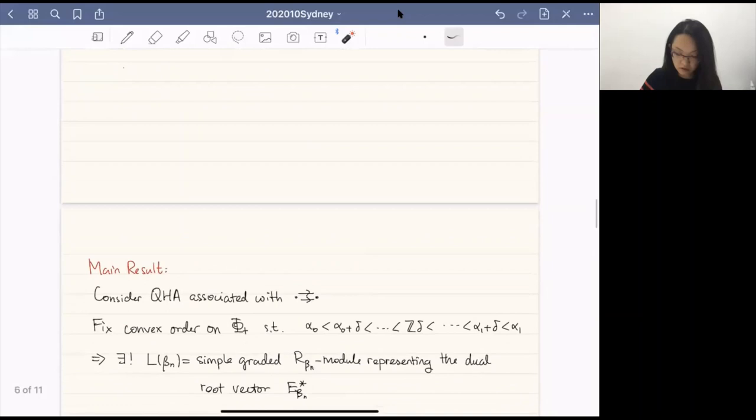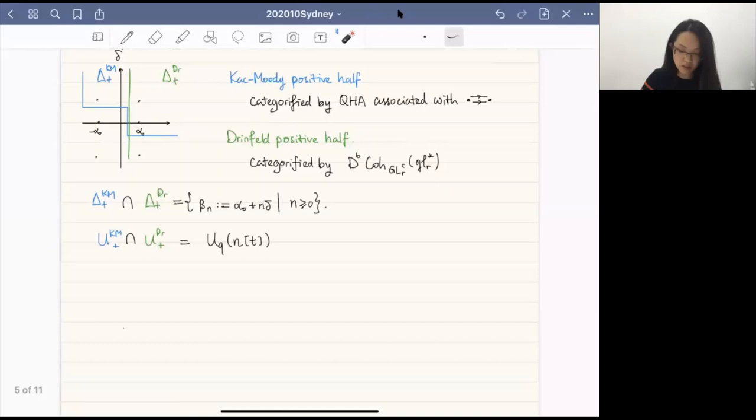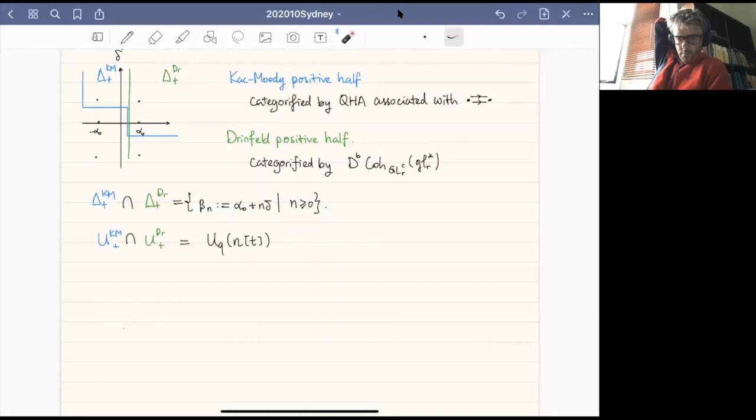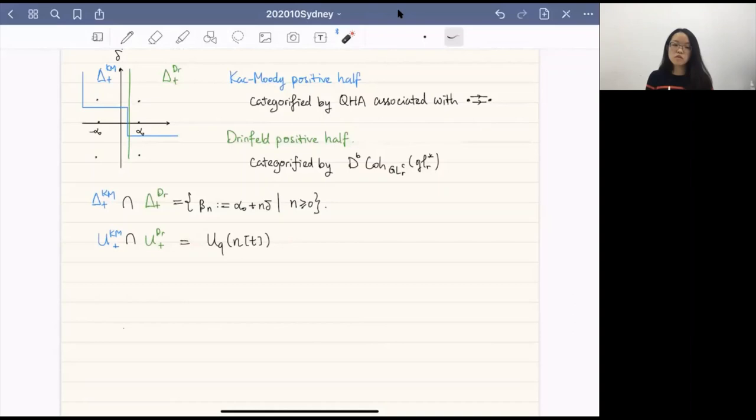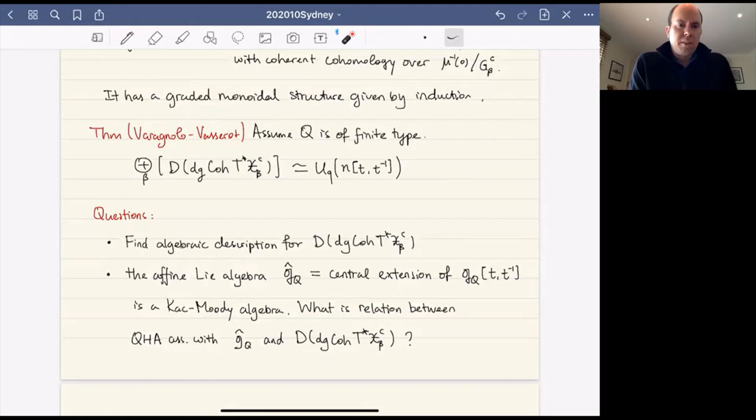Right. And so our main result is an equivalence of categories. As you can imagine, on the Kac-Moody side, you can take a subcategory inside modules over quiver Hecke algebras, which corresponds to the categorification of the subalgebra. And on the coherent side, you can also produce some subcategories corresponding to this part. And our main result is the equivalence between these two categorifications. This is the theorem of Varagnolo-Vasserot that is on the screen at the moment.